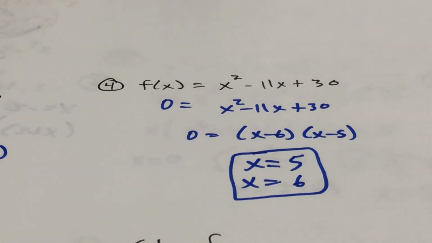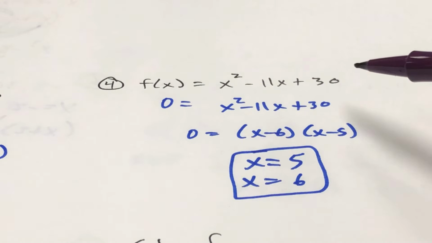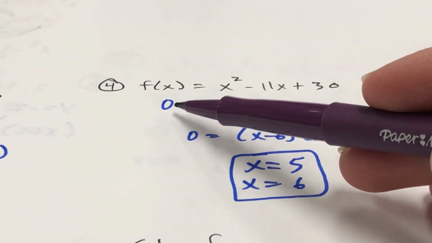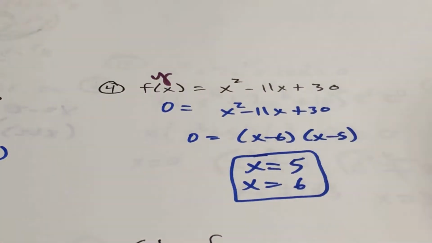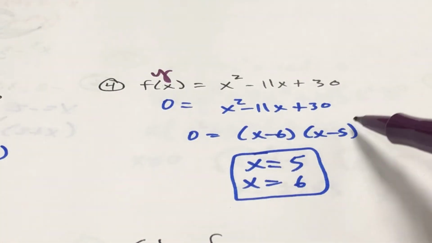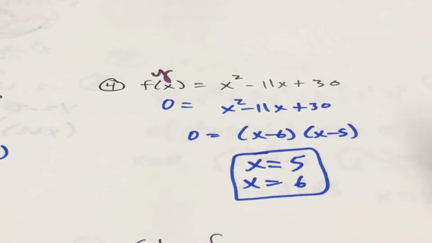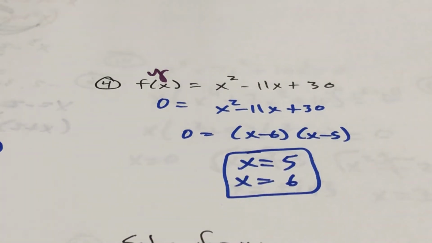So same thing on 4. If I want you to find the roots of that, then 0 equals, again, a zero is the same thing as an x-intercept, when it crosses the x-axis when y is 0. Well, multiplies to 30 and adds to -11: a -6 and a -5. X minus 6 is 0. X minus 5 is 0.